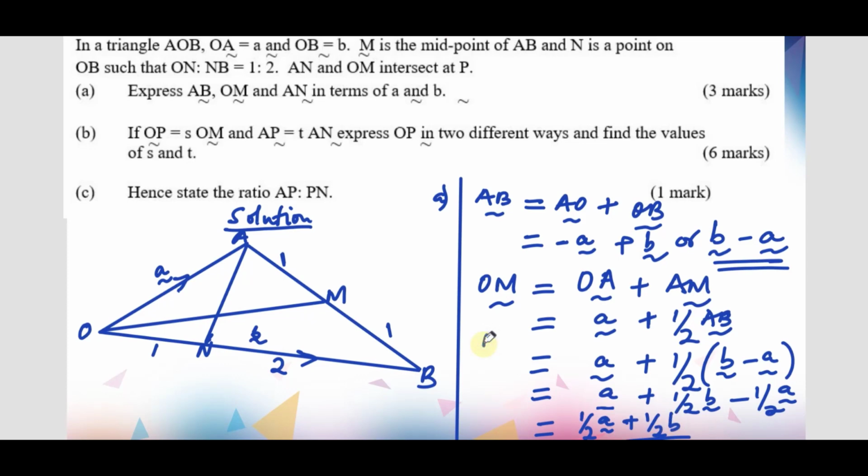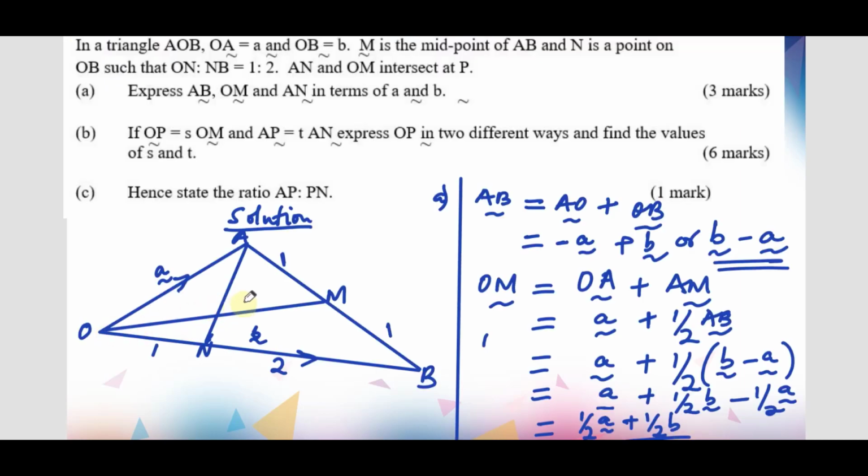After doing so, that is how you're supposed to solve the first two, that is AB and OM. Let's go to vector AN. AN is from this point A to N. So we can follow this route: AO plus ON. So that one is equivalent to AO plus AN. And AO will give negative A plus AN.